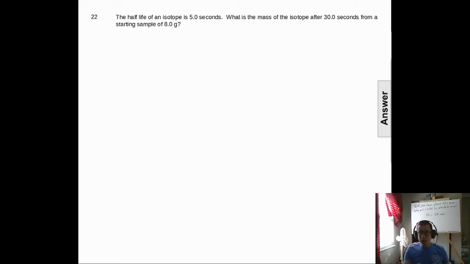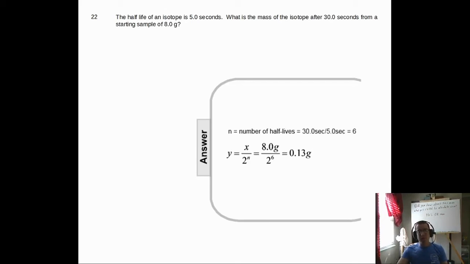So if we started initially with 8 grams, I know it's going to decay in half 6 times. So it's going to go down to 4, 2, 1, 0.5, 0.25, and then 0.125, or if we round, we'll get down to 0.13. And again, you could plug in your values there: 8 for our initial starting value, and then we'll plug in 6 for n because, again, we found that there were a total of 6 half-lives that occurred. And we're good to go from there.